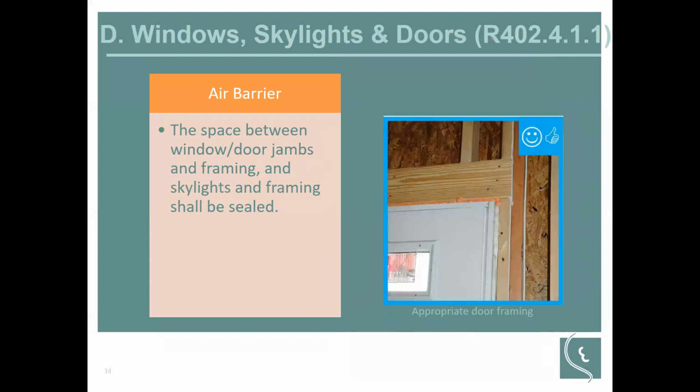So windows, skylights, and doors, again, trying to bring that air barrier back in. Here in the picture, you can see that there's about a half inch gap around that door that they've gone back and provided expanding foam sealant to, to reinstall that air barrier. Now here they've even gone a step further and put caulk between all the studs, further minimizing any air leakage, but that's not necessarily required by the code itself.